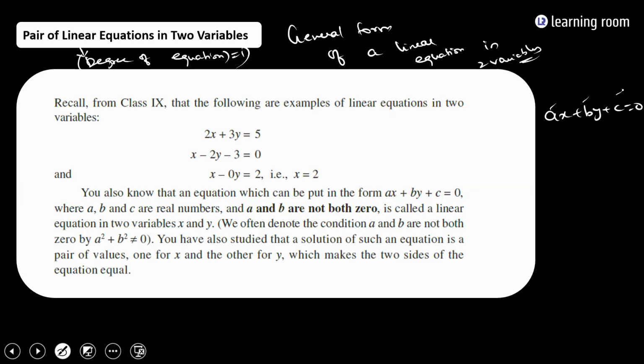Throughout this chapter, what is our objective? They will give us equations and we need to solve them. When I say solve a linear equation, what exactly are you doing? You're finding x and y, the unknowns. Yesterday when I discussed polynomials, I told you the number of zeros is decided by whom? The degree of the polynomial.